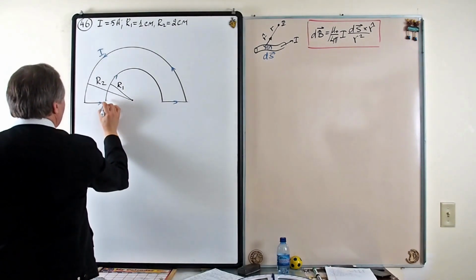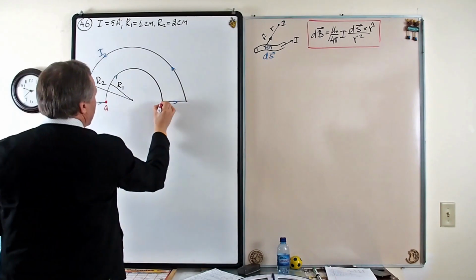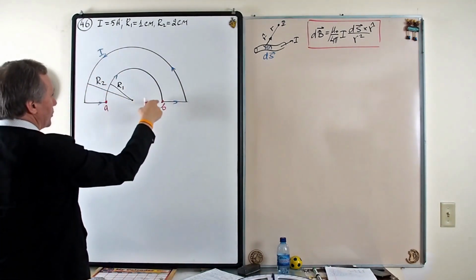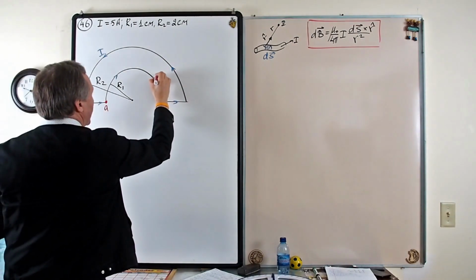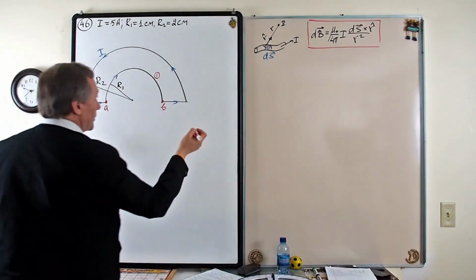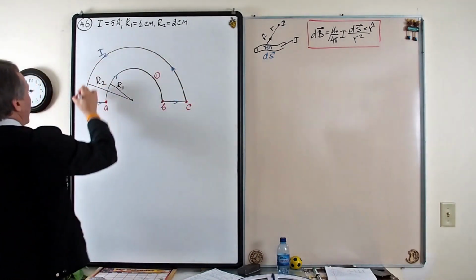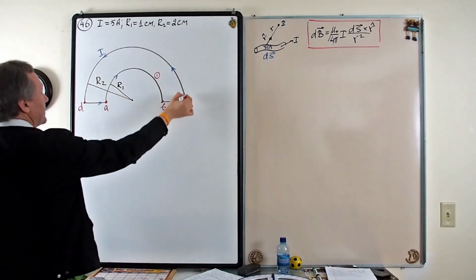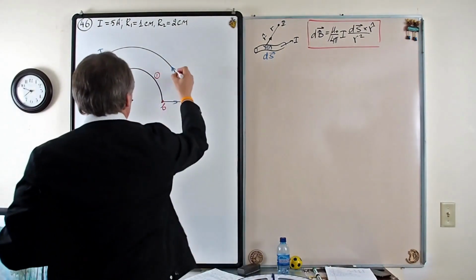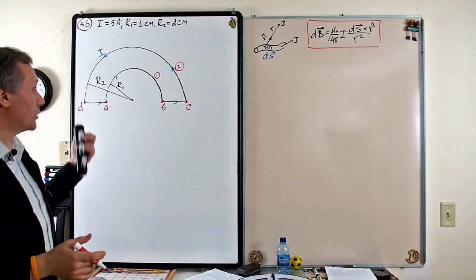Let me call this point, maybe it's red. This point, let's call it A, this point B. So the first integral will be over this semicircle from point A to point B, and let me call this part of the loop piece number 1. Then the second part of the integral will be from this point C to point D over this semicircle with the radius r2. And I'm going to call this part of the loop part number 2.